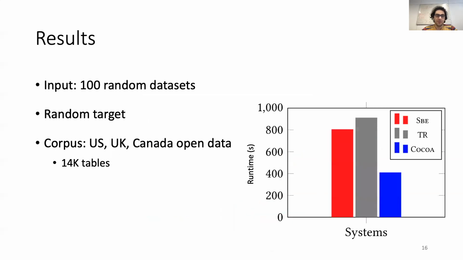In the second experiment, we leverage 100 random data sets with random targets from US, UK, and Canada open data corpus. This graph shows the collective runtime of correlation calculation for all candidate columns. As it's shown, COCO performs better and requires 50% less time to enrich the input data sets compared to SBE and another state-of-the-art approach that applies a coarser grain technique to skip the joinable tables with minimum information loss.